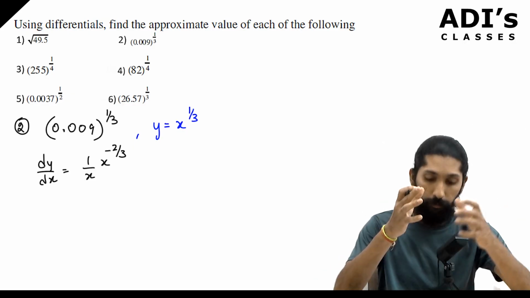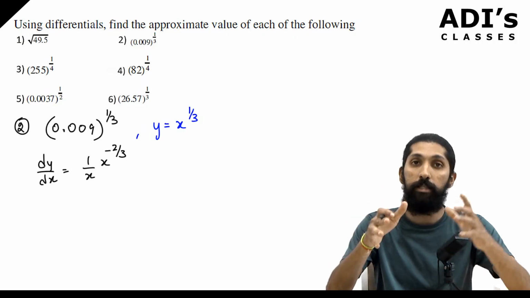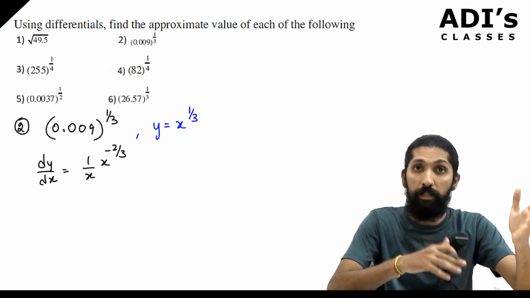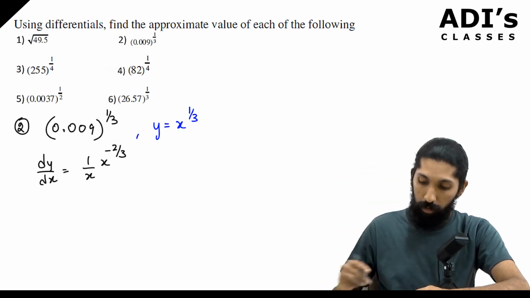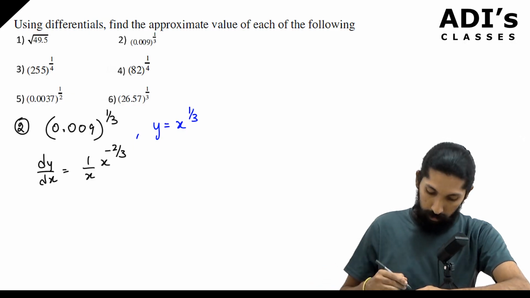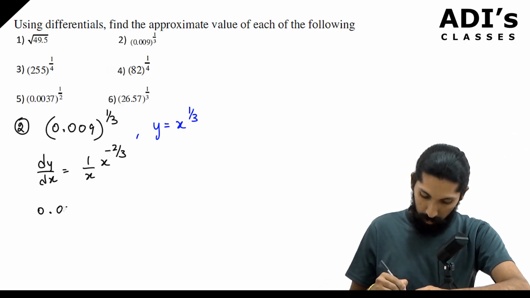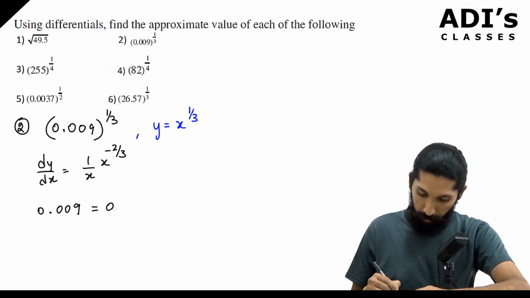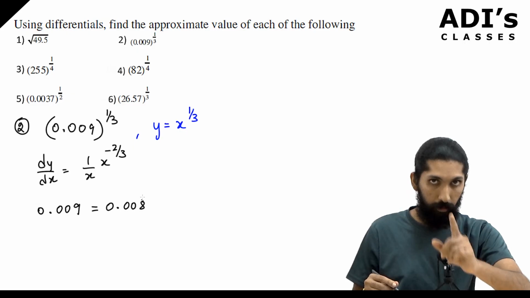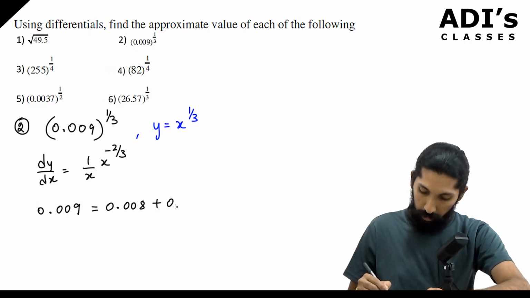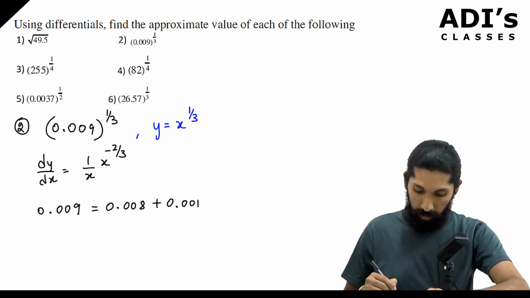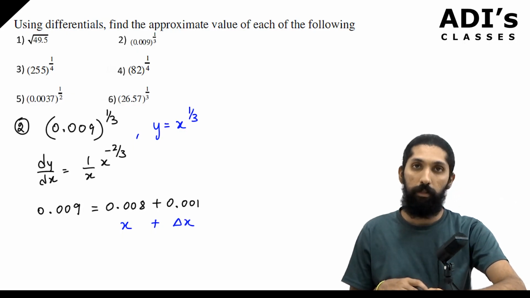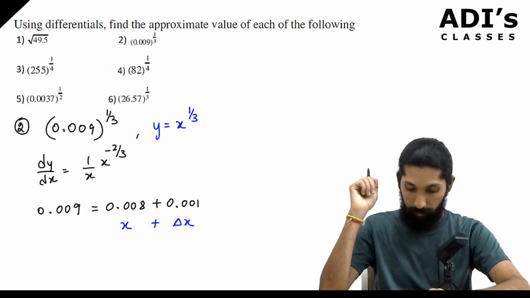Now what do we do? We have to write the value of 0.009 as something plus something, like x plus delta x, isn't it? So for x plus delta x, what you can write here is 0.009 is 0.008 plus 0.001. In the sense, what we can write this as x plus delta x, correct? Makes sense? It's quite easy to understand also.